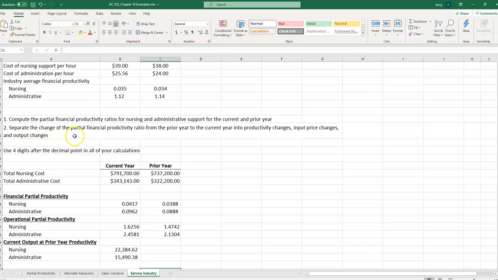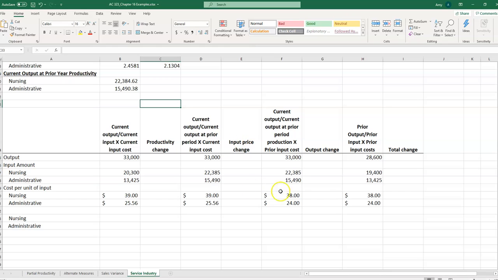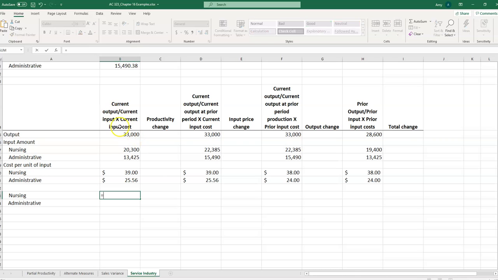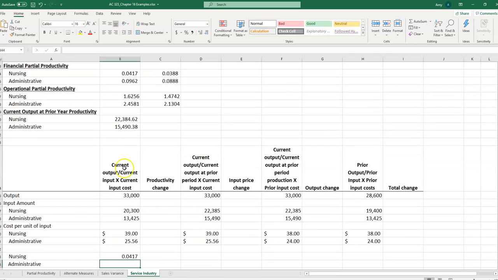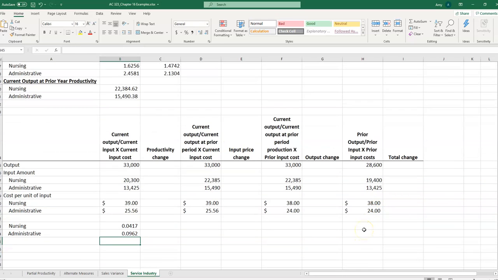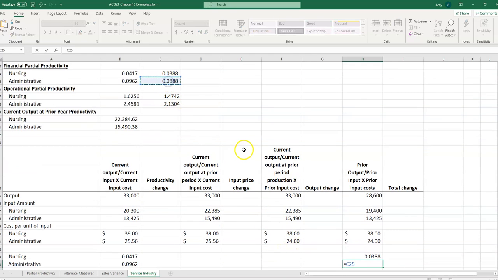What number 2 then asks is the change of the partial financial productivity to the current year into productivity changes, input price changes, and output price changes. So that is what we're looking at here. And what are our total changes? So we have these current output at current cost. We figured that out. So that's the 0.417. And administrative 0.01 $962. And then we have at the very beginning, that was 3.88 and 0.888.